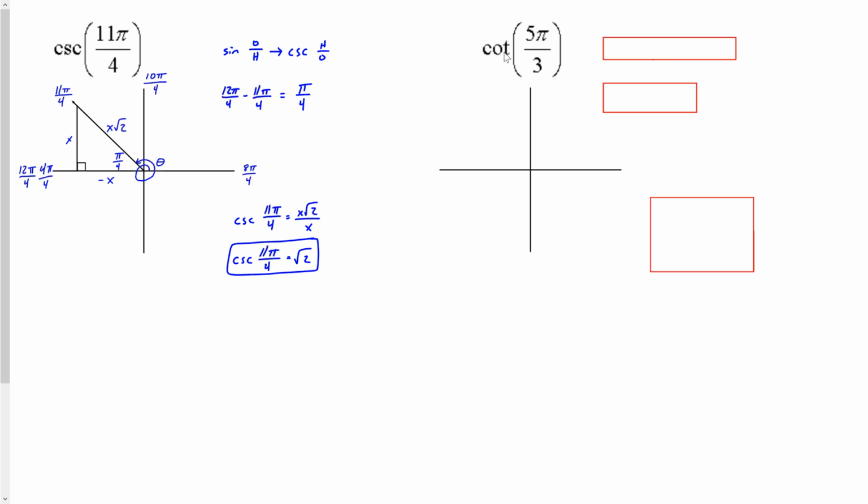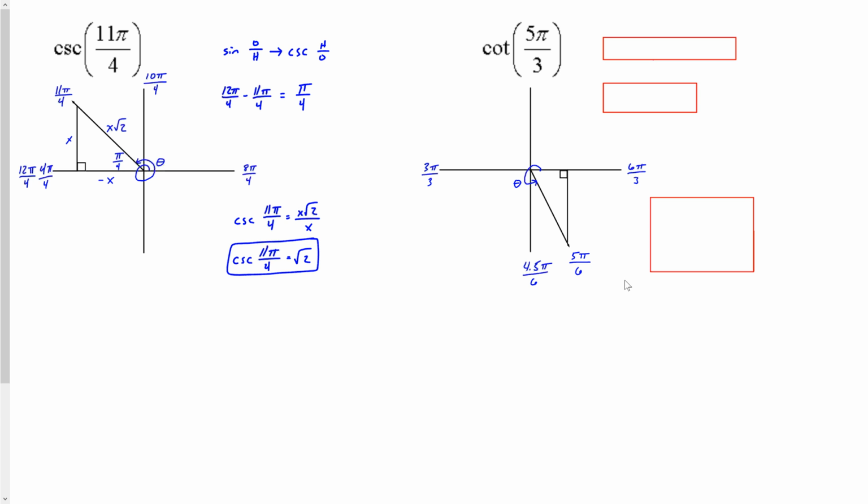Now, if we have to find the cotangent of 5 pi over 3, go ahead and draw that in standard position. When you draw that in standard position, you should find that the terminal side is in the 4th quadrant.